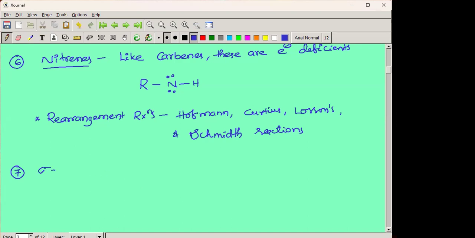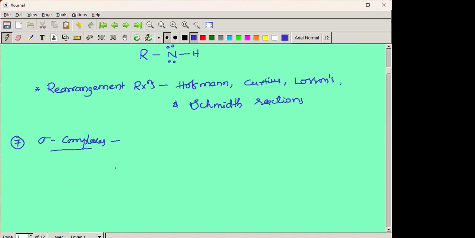So sigma complexes. The next one, the seventh one, is sigma complexes. These sigma complexes appear in electrophilic substitution reactions. In all electrophilic substitution reactions, sigma complexes are intermediates. So we will discuss these intermediates, that is, sigma complexes, in electrophilic substitution reactions.